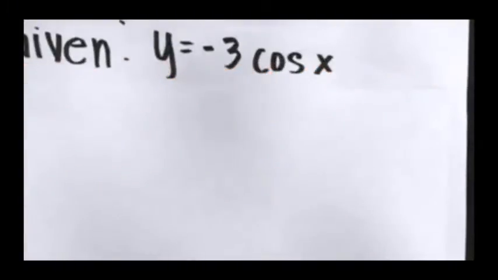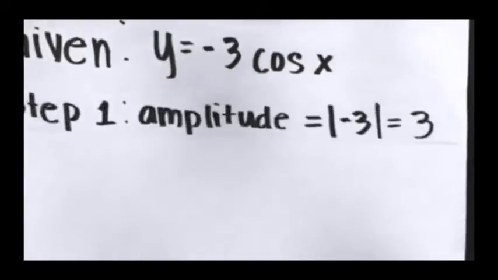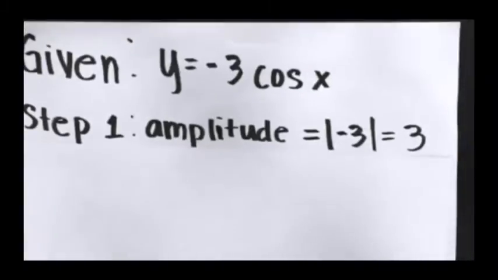Given y is equal to negative 3 cosine x. First, we must find the amplitude. Amplitude is equal to the absolute value of A. Our A here is negative 3, so the absolute value of negative 3 is 3.